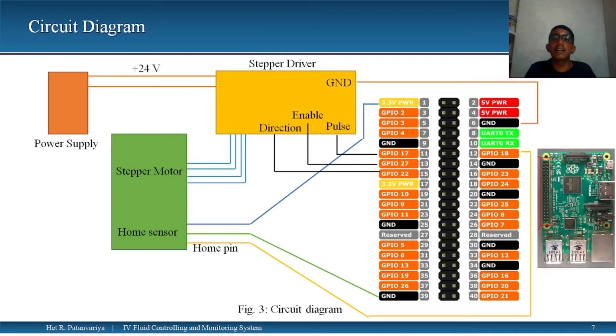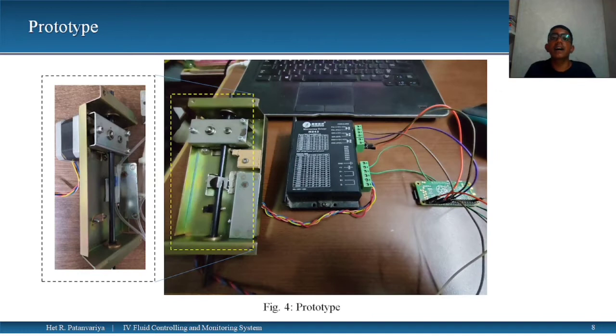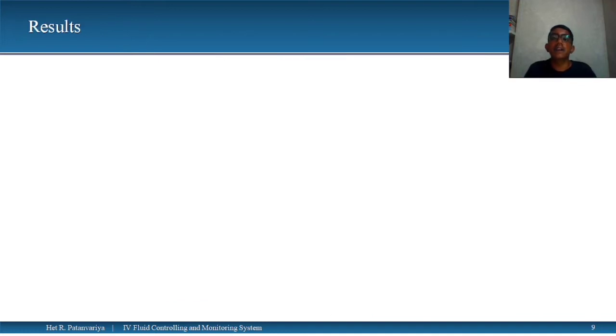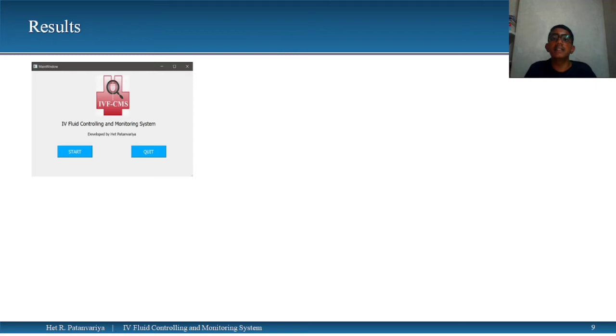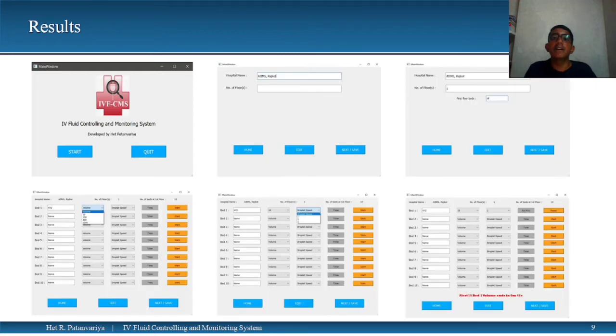This is our circuit diagram. We have used a 24-volt power supply. The stepper motor driver has 4 connections: direction pin, enable pin, pulse pin, and ground. It is connected with the Raspberry Pi controller. This is our hardware prototype. Now, see results. This is our application's home page. Other step-by-step screenshots are given here.